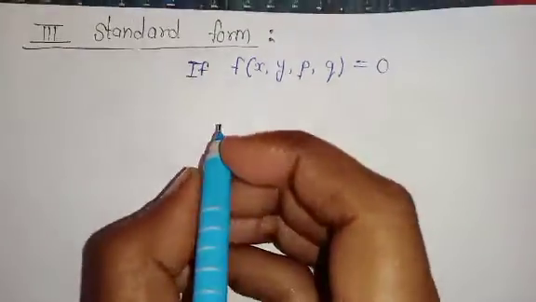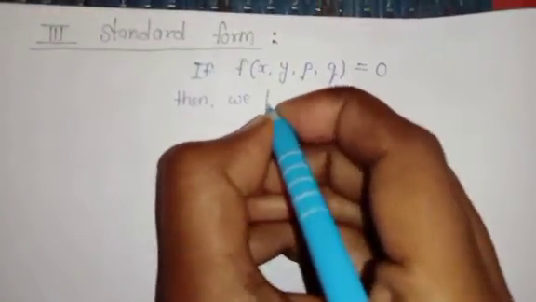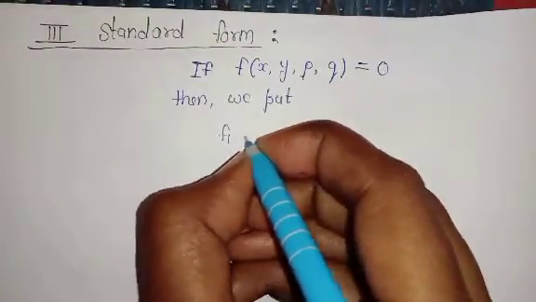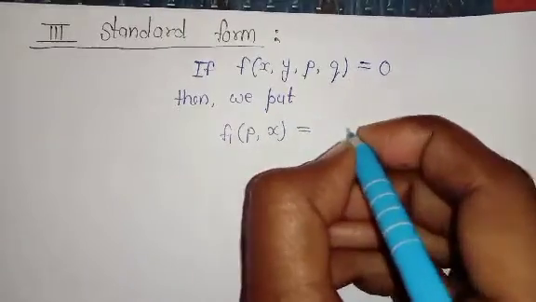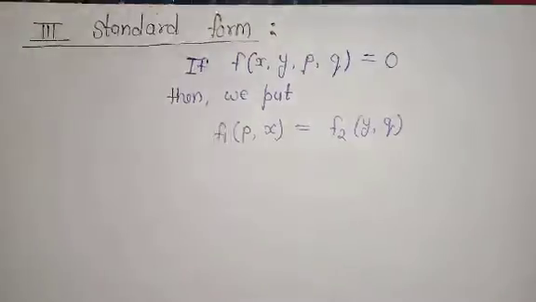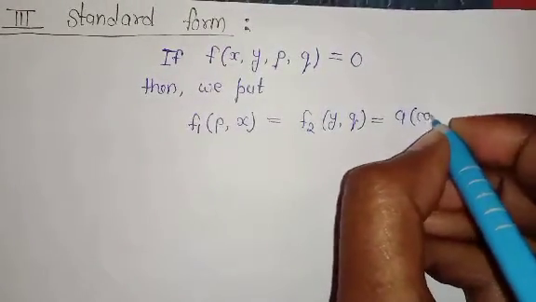So firstly what we do, we put the function of p and q. I am considering it as f1, where f1 is the function of p and x, and f2 is the function of y and q. We equate it to some constant a, that is a constant.